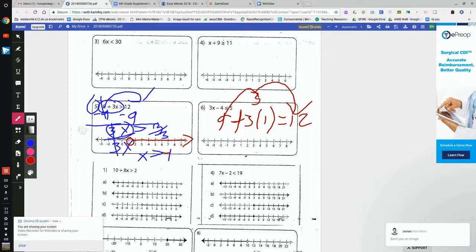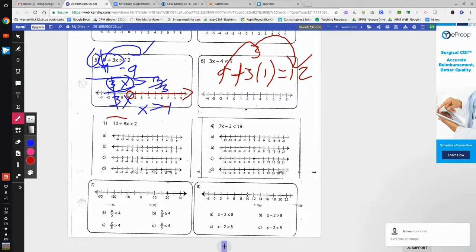So there's 2 done for you. For the ones on the bottom, solve it and pick which number line matches. And then for this one, they gave you the number line. You need to tell me which one it's showing. So that's it, and good luck.